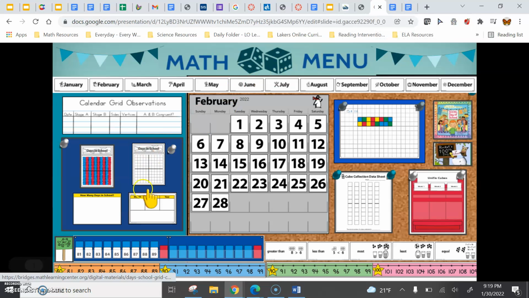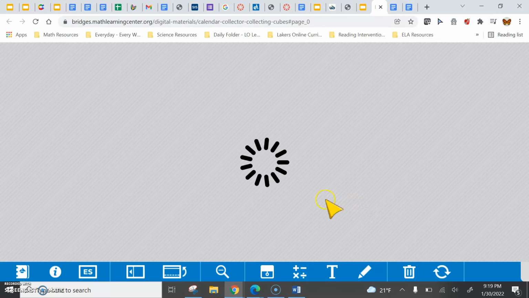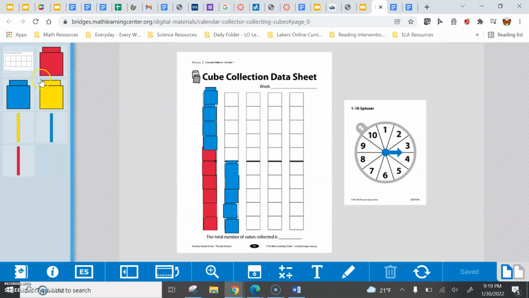Now, we are going to go to our cubes. Remember, we've been collecting cubes all week. And now we are going to spin to find out how many we're adding on today and how many we'll have all together.